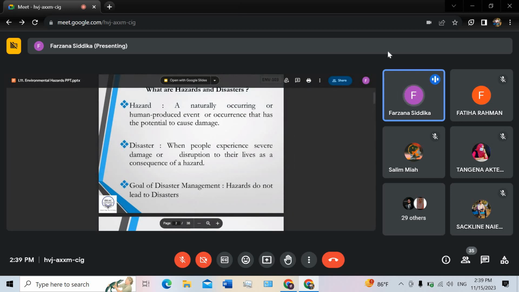but it has the possibility to cause some disturbance, to cause some damage. Say, for example, you are heading towards your midterm examination. 2 days are left for your midterm examination. That situation is hazard. It did not happen yet, but it will happen anytime, and it may create some disturbances to your regular life. In that case, we call it as hazard.